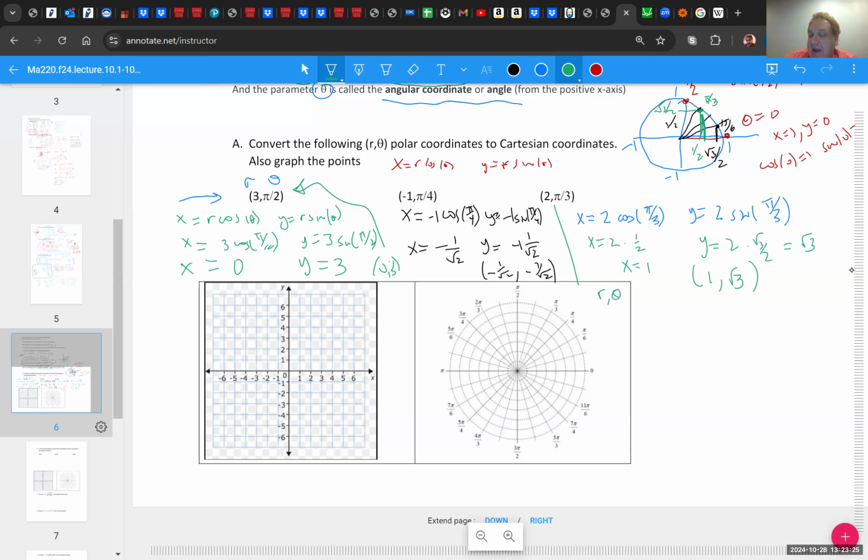We don't really have an R axis and a theta axis in the same way that we have an X axis and a Y axis. Theta is rotational. It's how far we go around, and R is how much we go out from the origin. So let's see what that looks like.